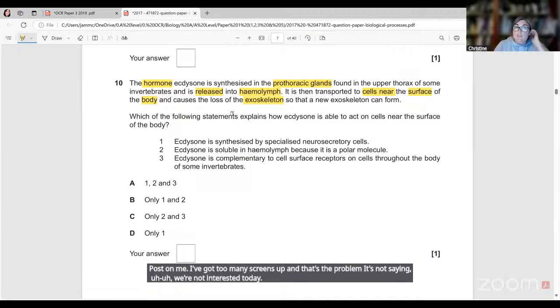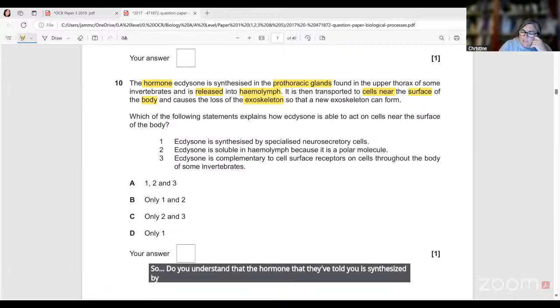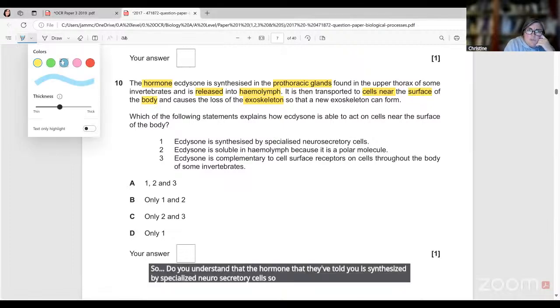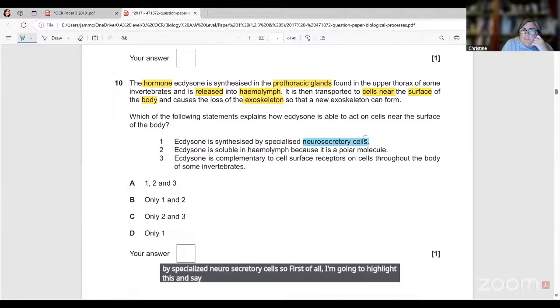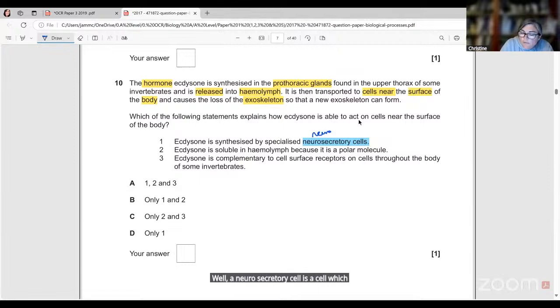Try, there we go. So yeah, it's given us some information here to say, right, well, what do you actually know? Do you understand that the hormone that they've told you is synthesized by specialized neurosecretory cells? So first of all, I'm going to highlight this and say, well, what is a neurosecretory cell? What does that actually mean when I talk about a neurosecretory cell? Well, a neurosecretory cell is a neuron that is linked to a gland. So it's a neuron linked to a gland.